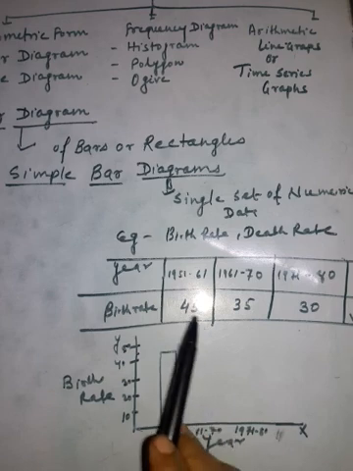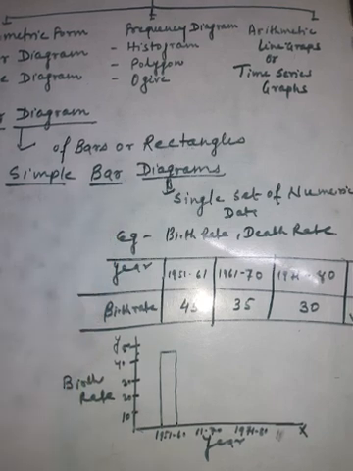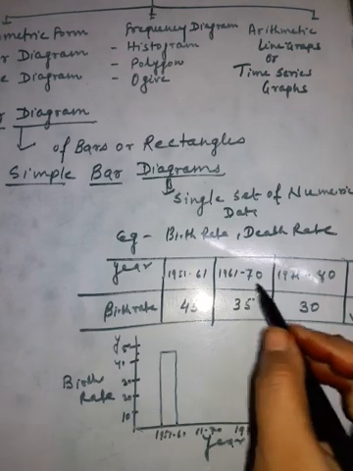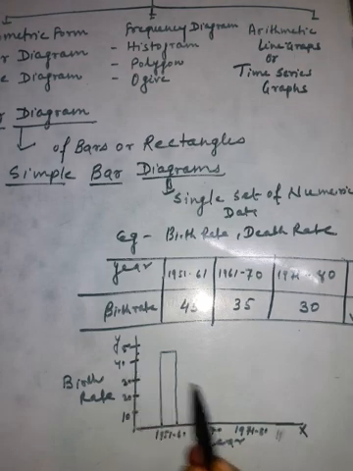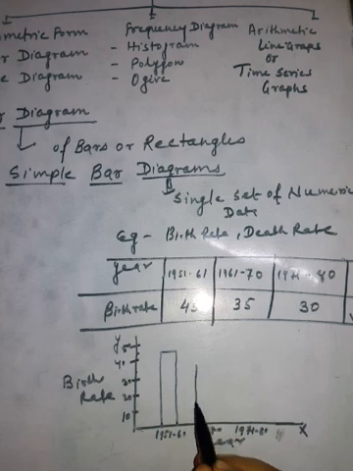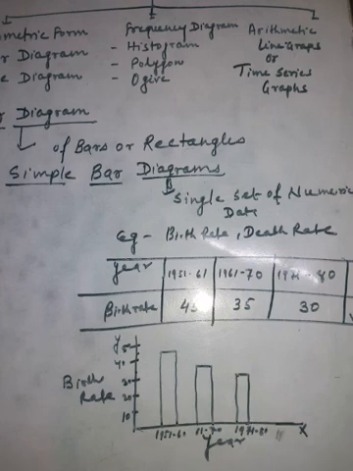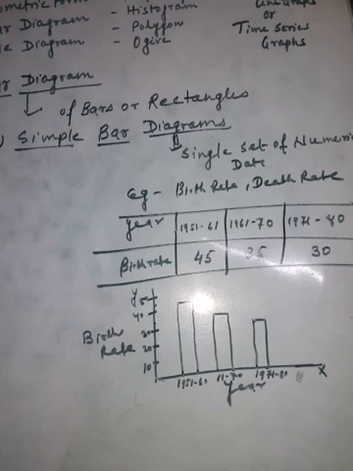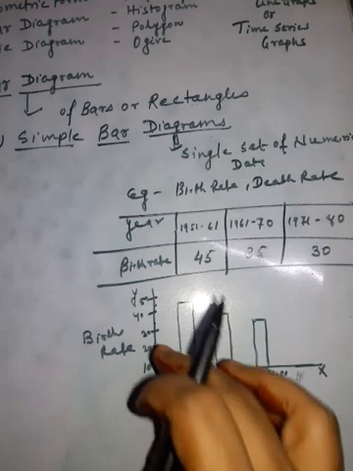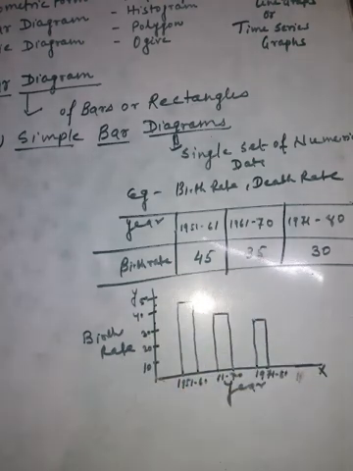As I wrote over here, bar is a rectangle. Now next one is 61 to 70, that is 35, that is in between here and here, like this. And last one is 30, so that will be here at 30. Simple form. Okay, that is the simple bar diagram. Now you can do it in vertical form, and if we do it in horizontal form, that will be called horizontal bar diagram.